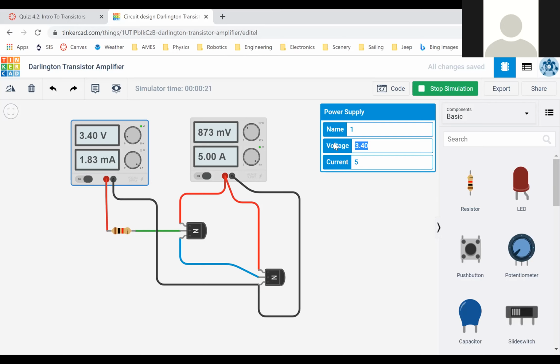Let's start off at 0 and let's see what happens. Okay, 0 volts, and I get 0 output. Okay, so let's take it to 0.2, nothing happens. And hopefully you guys understand why nothing happens, because these bipolar junction transistors are basically back-to-back diodes.